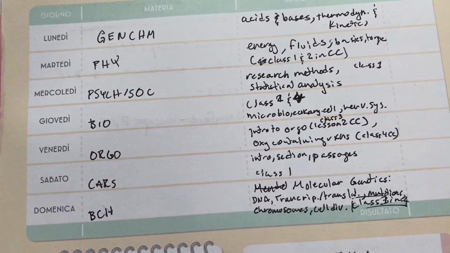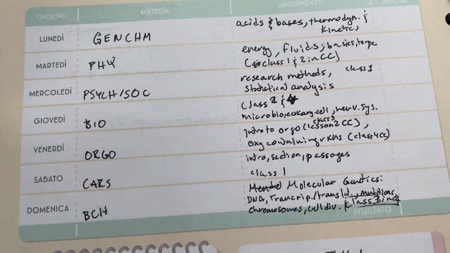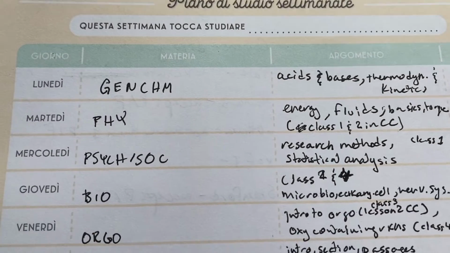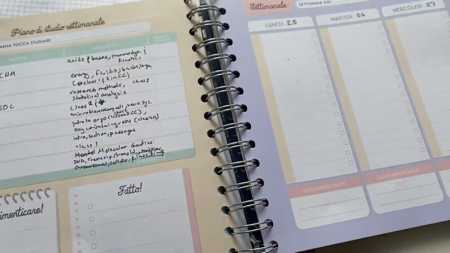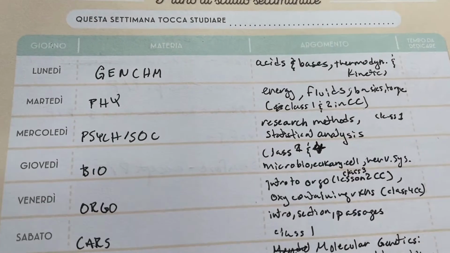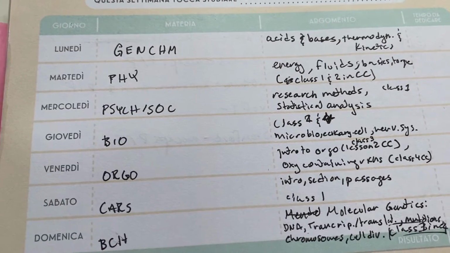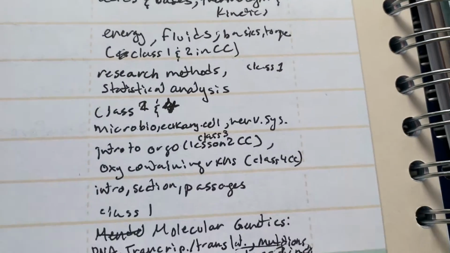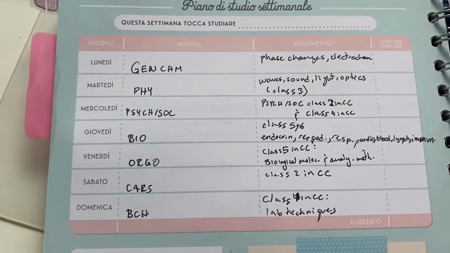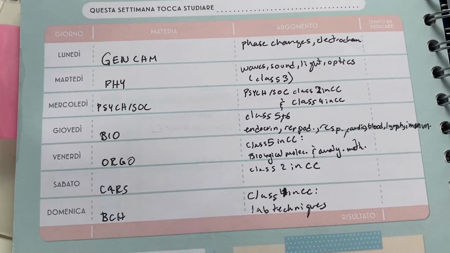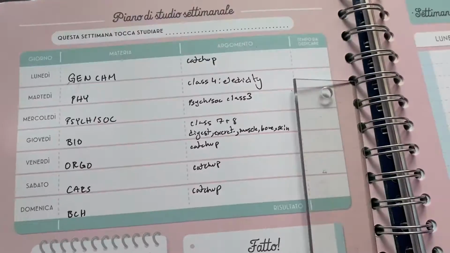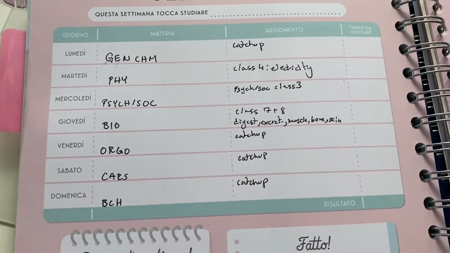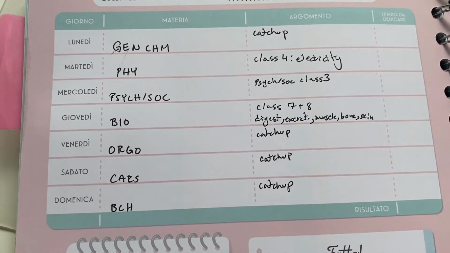So basically here is the first week, not counting today. You see I've written down, my agenda is so amazing. It gives a space at the beginning of every week where I can write down the subject and then what exactly in that subject. Here is the second week. And here is the third week.